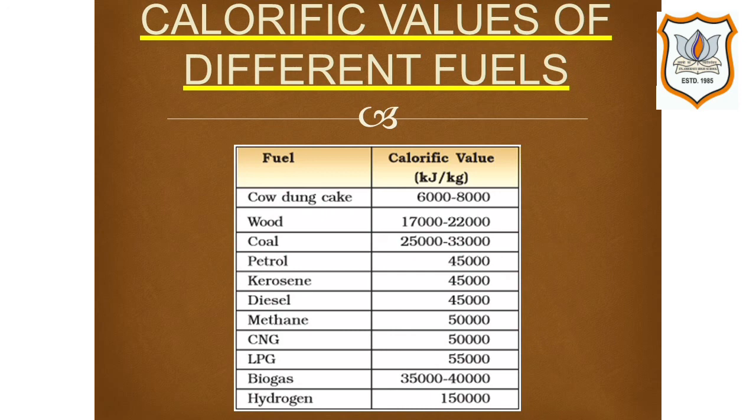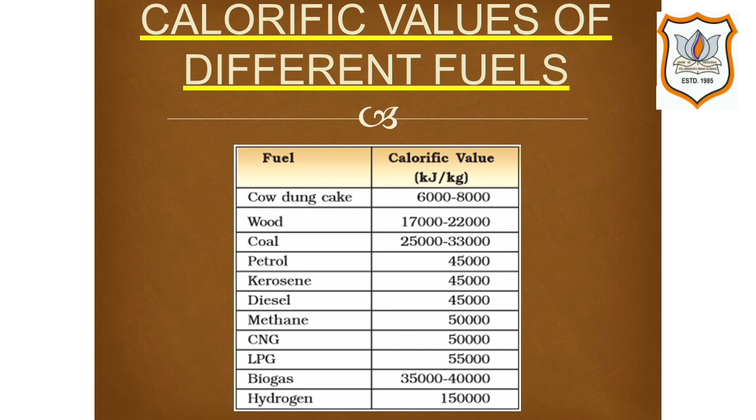Methane is 50,000 kilojoule per kg. CNG is also 50,000 kilojoule per kg. LPG is 55,000 kilojoule per kg. Biogas is 35,000 to 40,000 kilojoule per kg. And hydrogen is 1,50,000 kilojoule per kg.